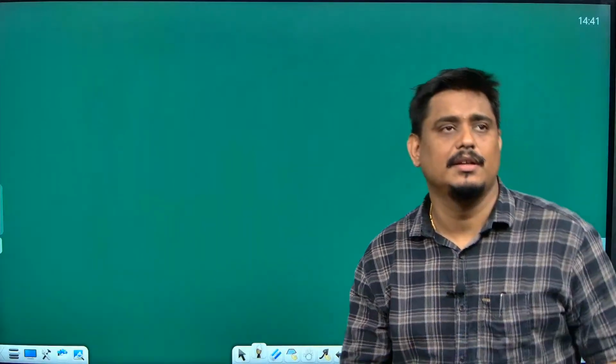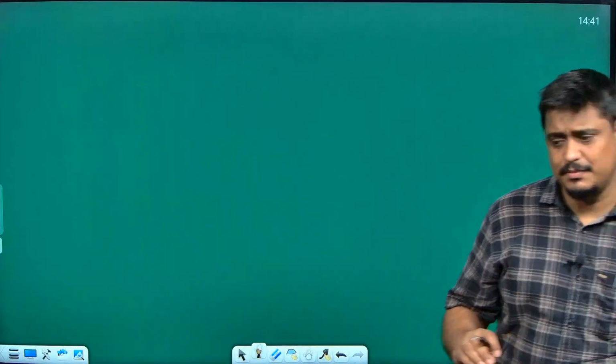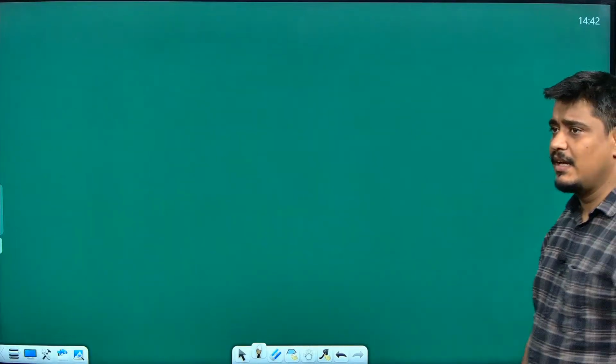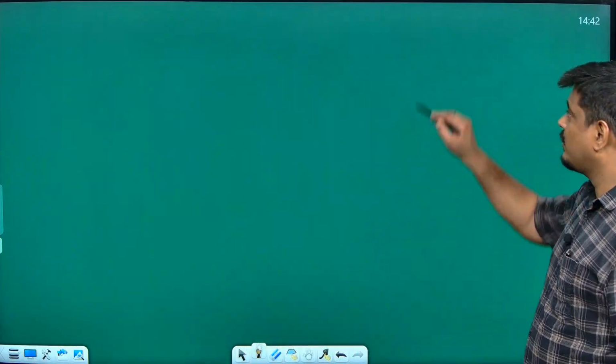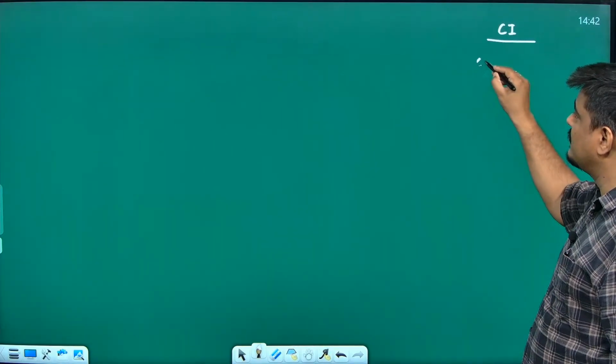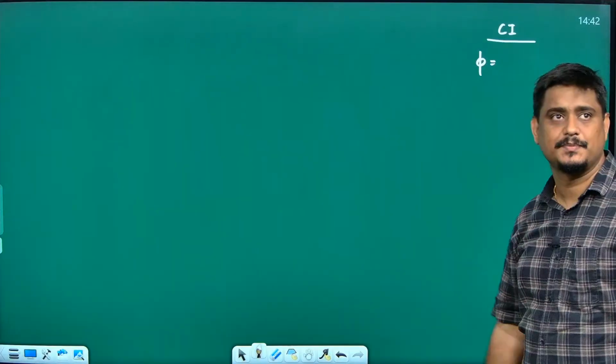Fine, coming back. Before I start proceeding with the YDSE experimental setup and the derivations, I want to check how much you remember from the previous class. For example, we learned about constructive and destructive interference. If I ask you, Anshul, for constructive interference, what should be the phase difference? What will be your answer?